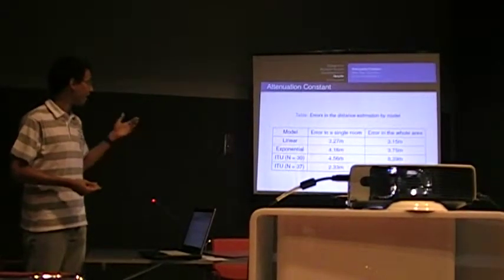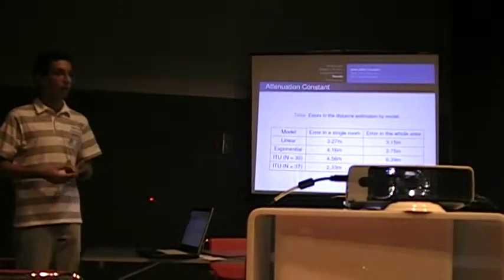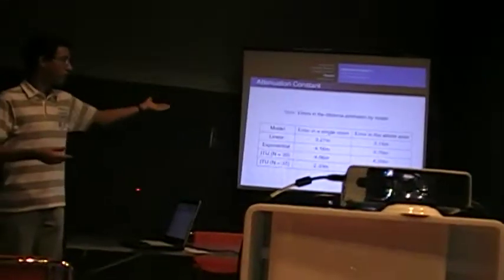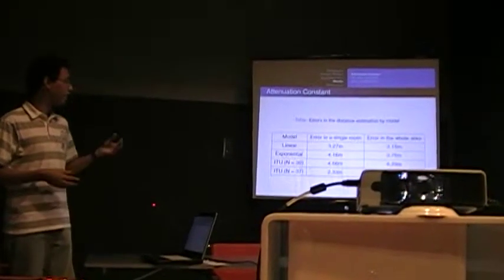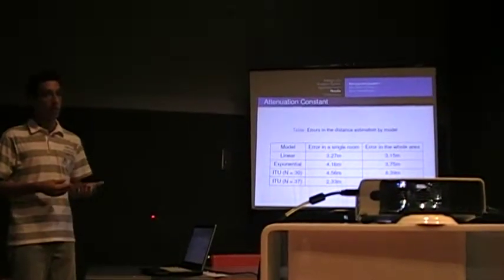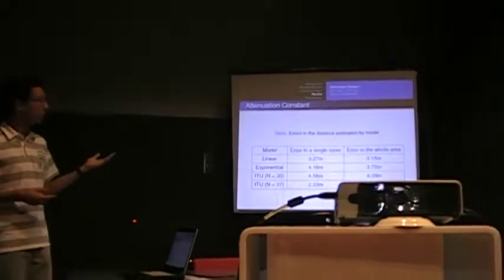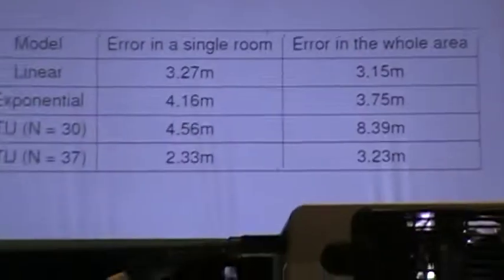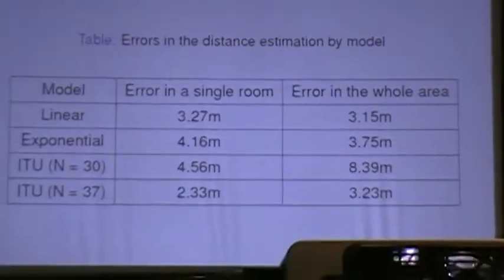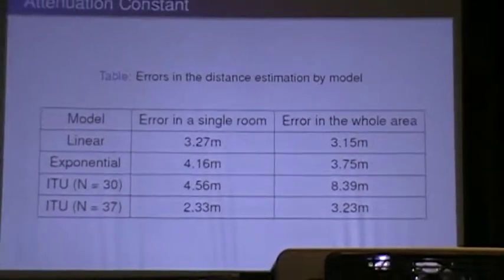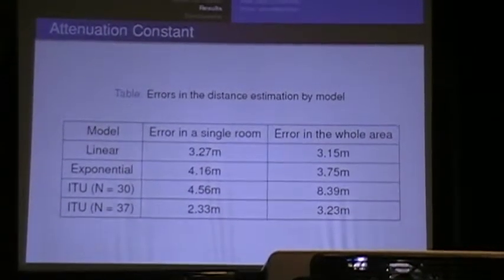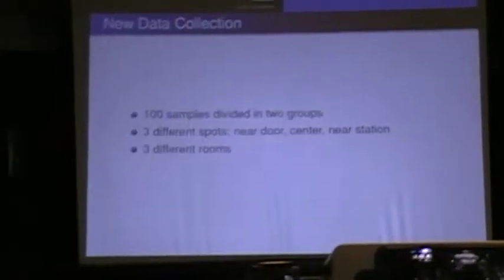it's not reliable anyway. So we did two kinds of regression: a linear regression and an exponential regression, and I'll show the results now. As we can see, the two best methods are the linear regression and the ITU model with the constant 37, which presented the lowest errors in both areas. So we chose those two in order to test the actual location system at room level and coordinates.